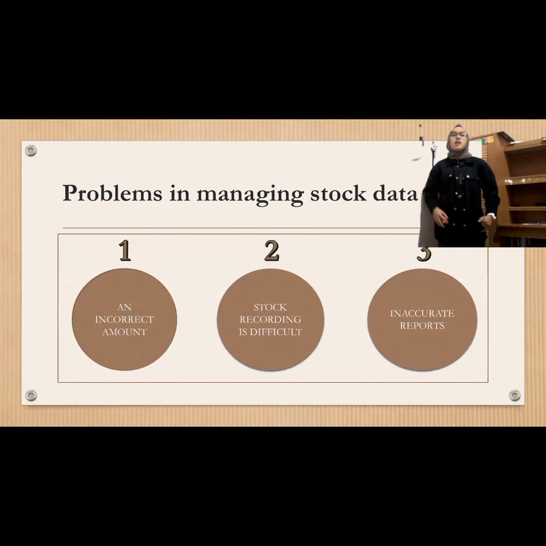The next is problems in managing stock data. The first is an incorrect amount. The second is that stock recording is difficult, and the last is inaccurate reports. Incorrect amount: errors when entering and arranging goods details. Stock recording is difficult: first, between the inventory books and the number of goods in the warehouse. The last is inaccurate reports.